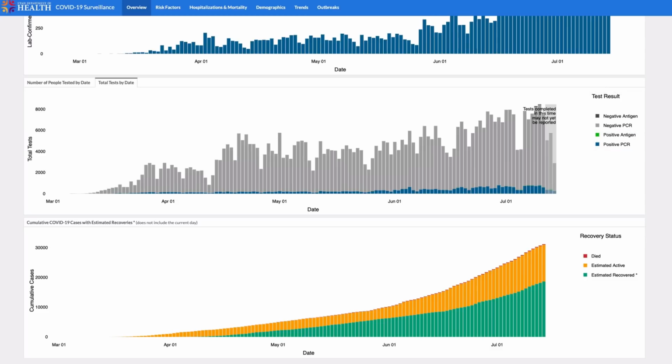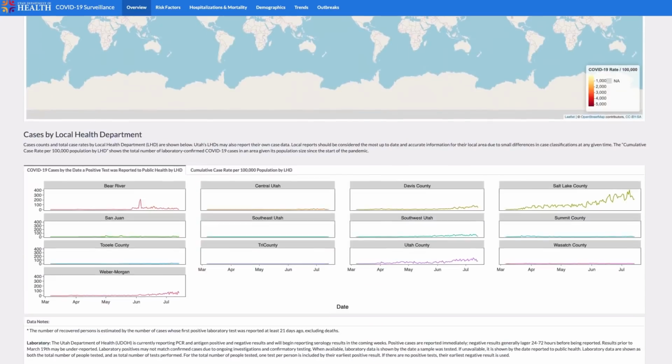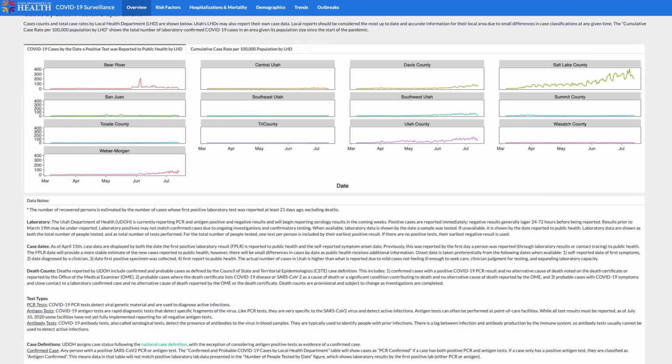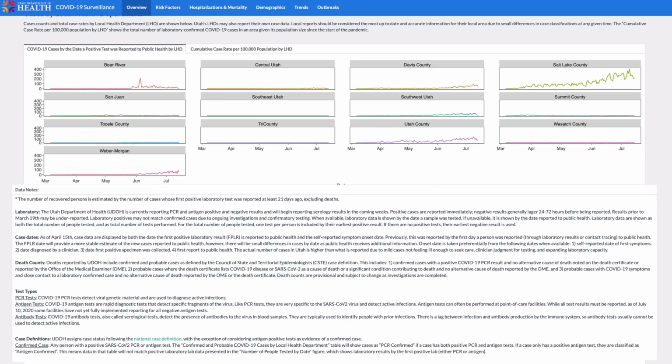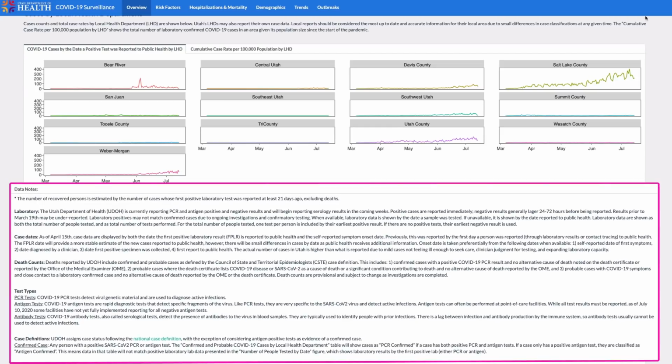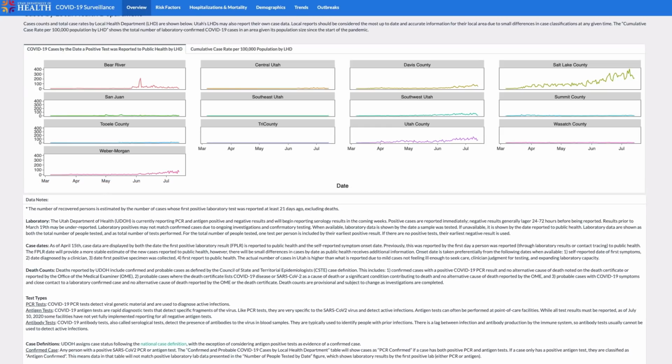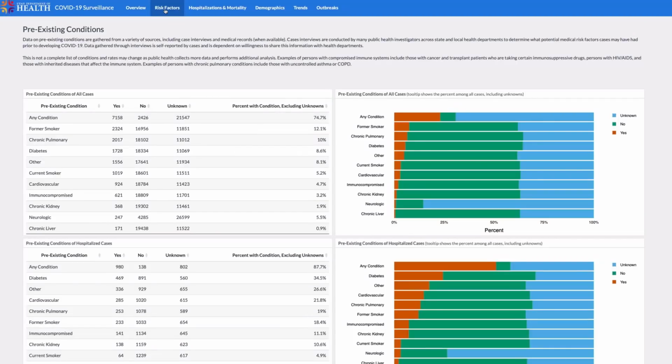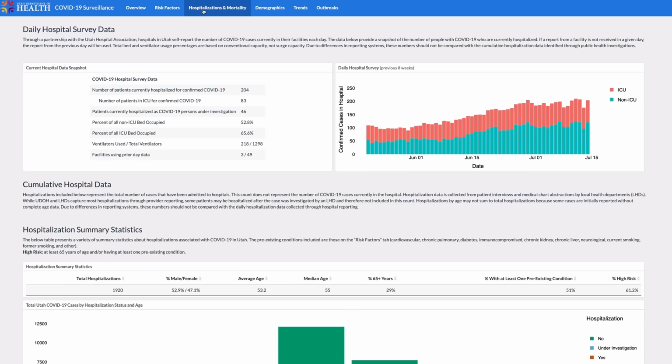This chart, along with the people tested by date and total cases by date by local health department charts, have been collapsed under tabs. Finally, at the bottom of this page and throughout the entire dashboard are data notes that provide definitions and explanations of how data are compiled and counted. There are no significant changes to the risk factors or hospitalizations and mortality pages.